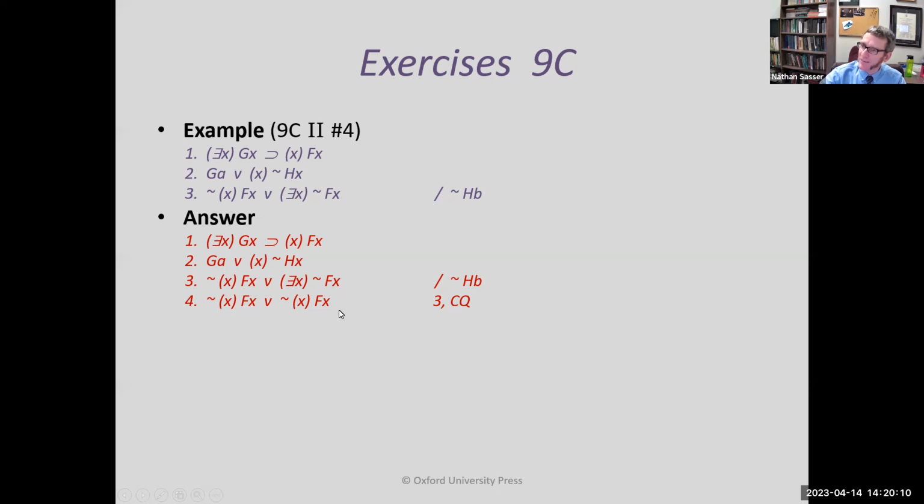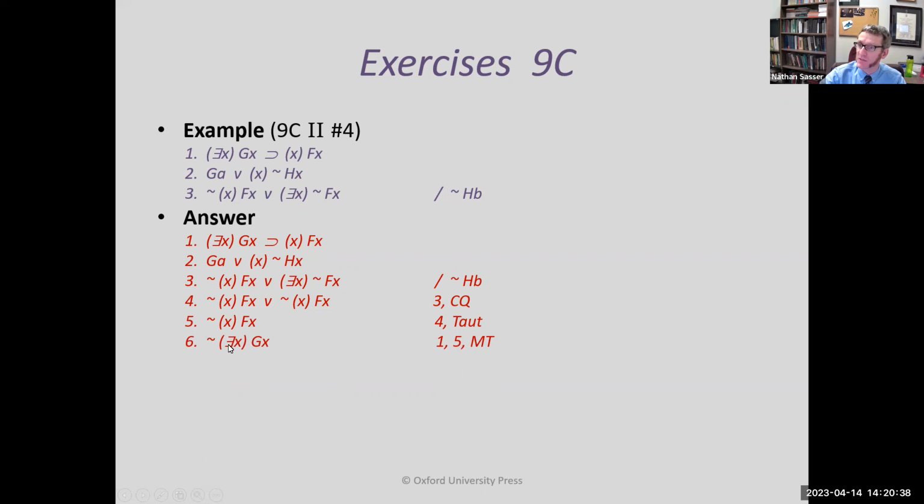Now, why would I want to do that? Because I can now apply a rule to this line. There's a rule that says if either P or P is true, then P is true. What rule is that? Tautology. By tautology, now I've got, it's not the case that for all x, x is F. And now I can do modus tollens on line 1, which is what I wanted to do.